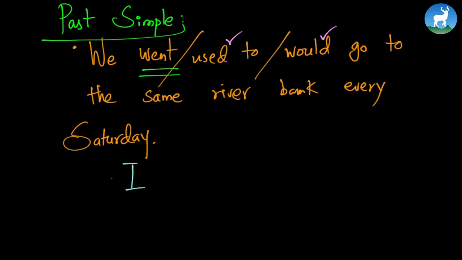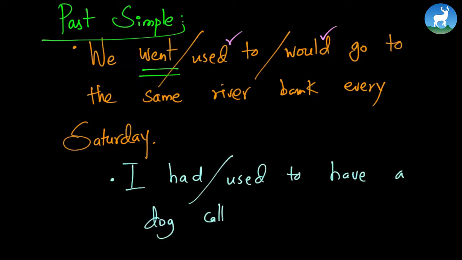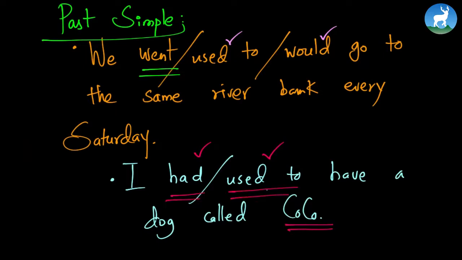You can say something like this: I had, or I used to have, a dog called Coco. So I used to have a dog called Coco, or I had a dog called Coco. We can use the past simple tense when we talk about past repeated actions. All right? So let's summarize.